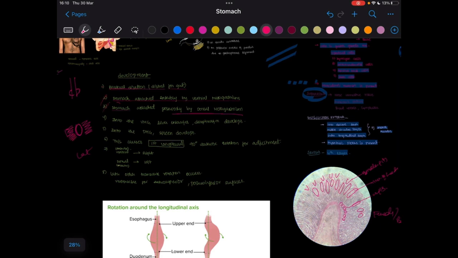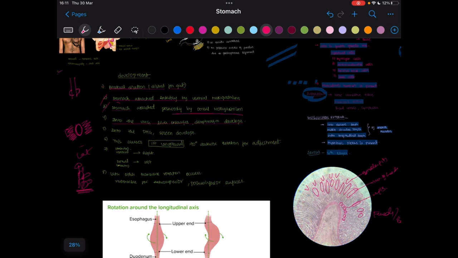And now, into the ventral mesogastrium, the liver enlarges and the diaphragm develops. So this is the lateral view, right? If you see it from the anterior, here it will be the anterior, the ventral mesogastrium, and here it will be the posterior, the dorsal mesogastrium. So into the ventral mesogastrium, the liver and the diaphragm develop, and into the dorsal mesogastrium, the spleen develops. These are the factors responsible for the 90-degree rotation of the stomach.